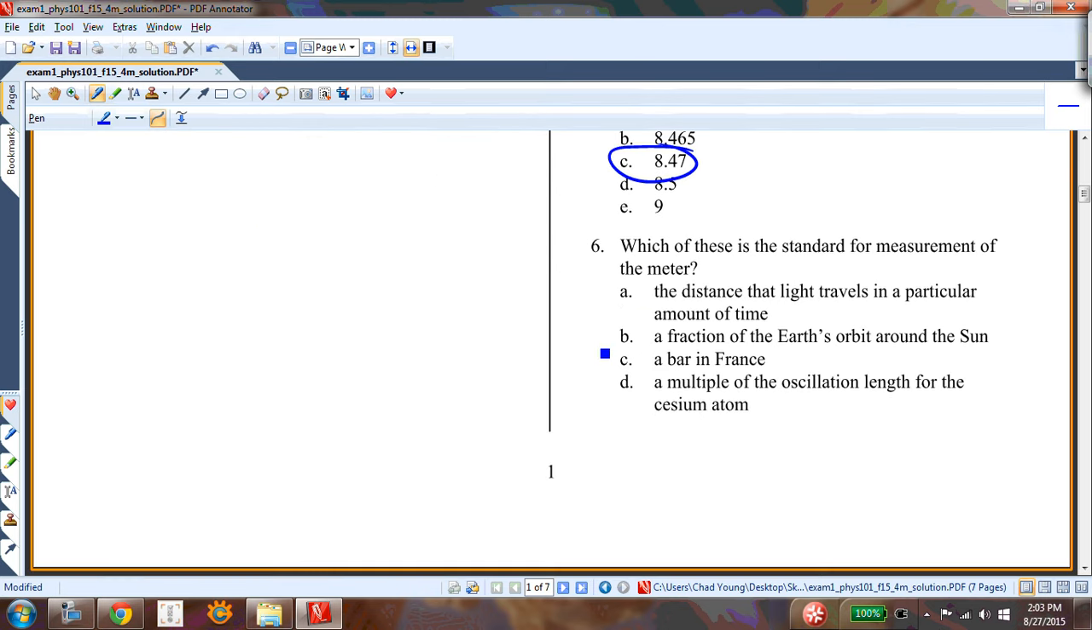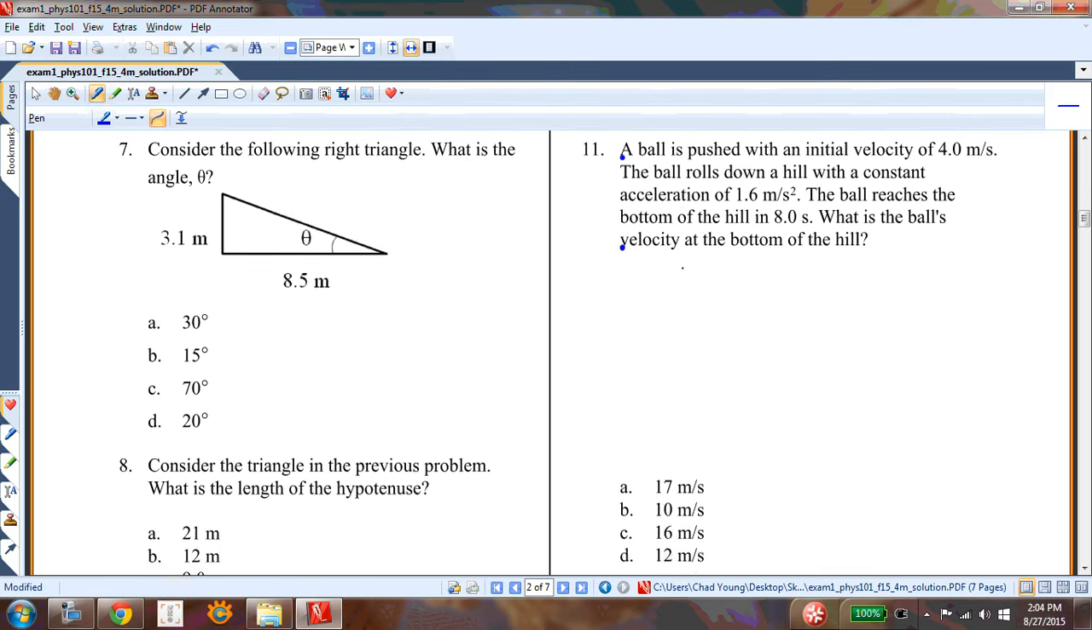Which of these is standard of measurement for the meter? It's the distance that light travels in a particular amount of time. Fraction of the Earth's orbit, bar in France. It is going to be A, the distance that light travels in a particular amount of time.